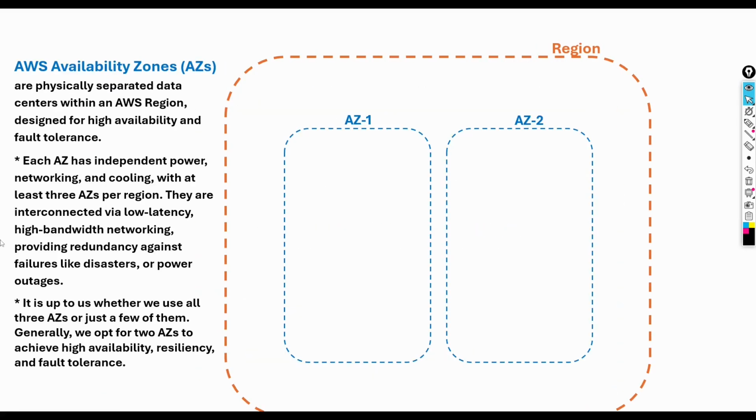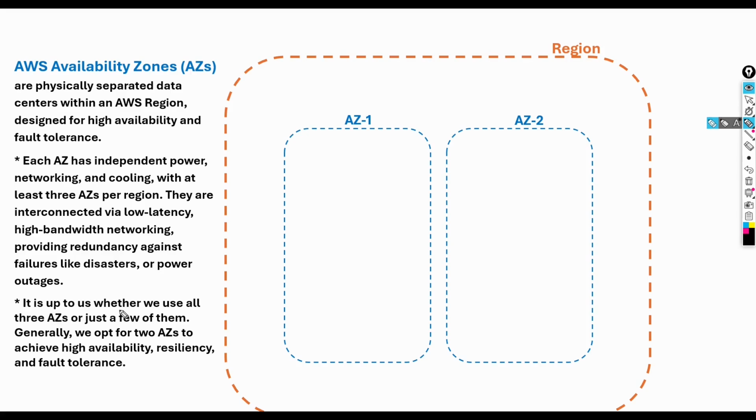Let's have a quick look at the AWS availability zone. AZs are physically separated data centers within an AWS region, designed for high availability and fault tolerance. Each AZ has independent power, networking and cooling, with at least 3 AZs per region, as we discussed. They are interconnected via low latency, high bandwidth networking, providing redundancy against failures like disasters or power outages.